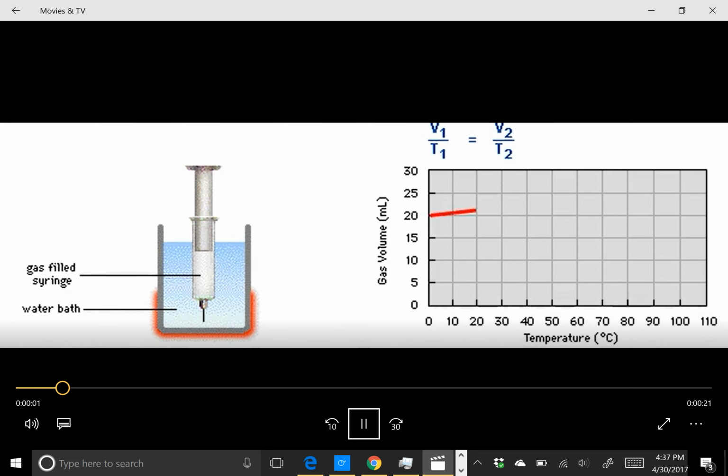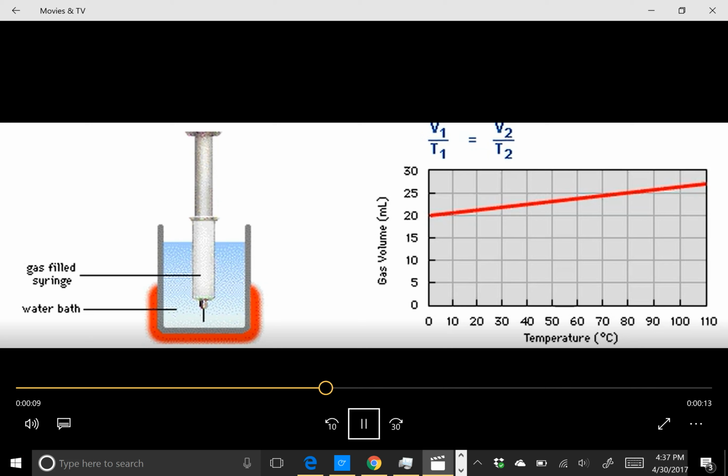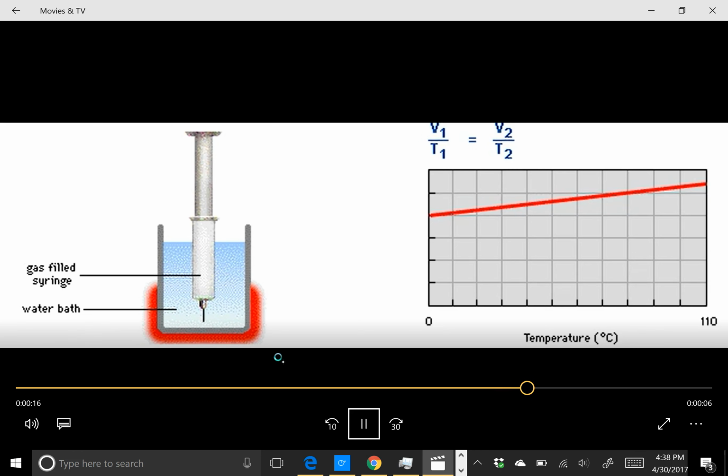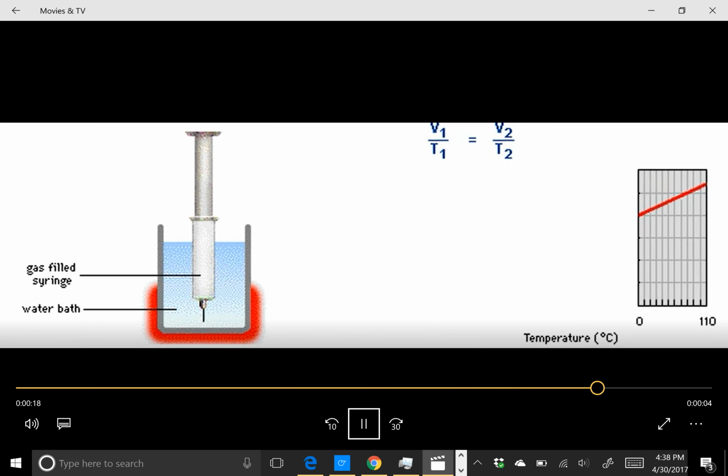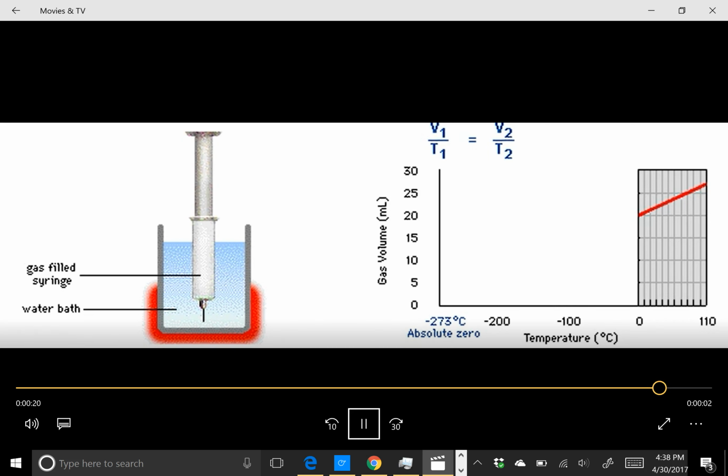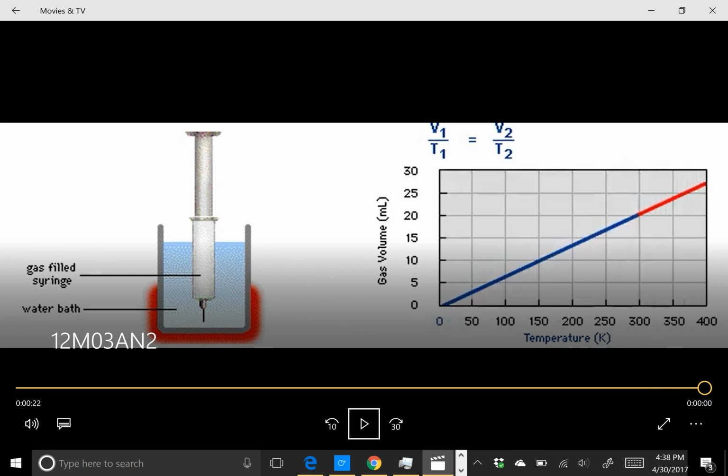Temperature and volume are directly related. As heat is added to a sealed syringe, the volume of the air in the syringe increases. A plot of gas temperature and volume demonstrates that the relationship between them is linear. If we extrapolate the line down to a temperature of absolute zero, in principle, the gas has no volume.